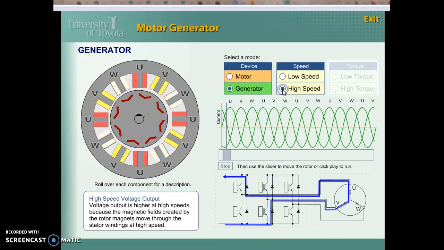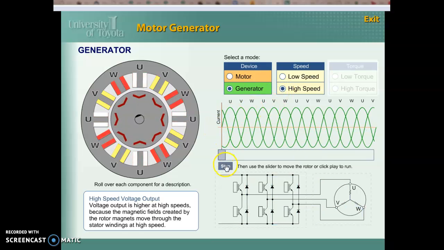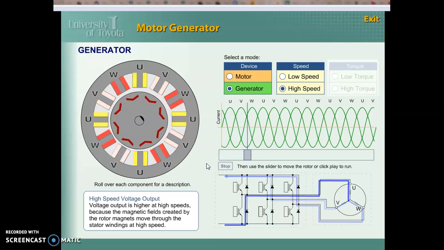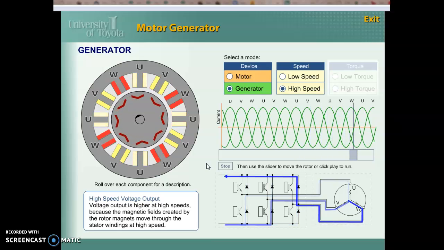So let's take a look at the speed. Again, you can see that right there. Let's try this again. There you go. So of course, faster is going to generate a higher amplitude, higher frequency signal because it's acting as a generator.